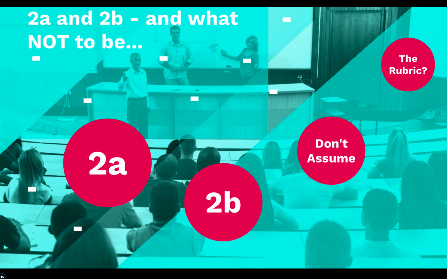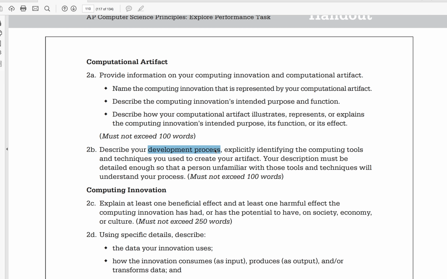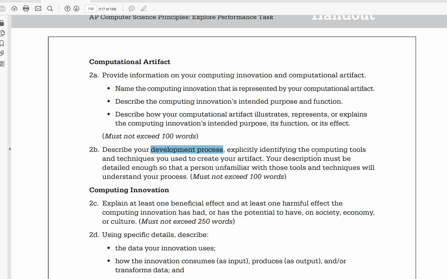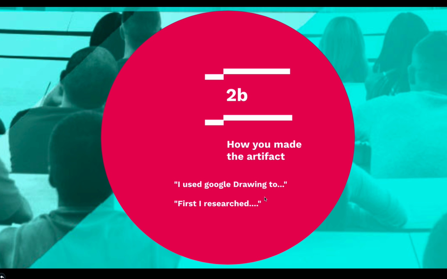Now, once you get to 2B, that talks about all of this, your development process. And you see these words, your development process. Well, what's going to happen? And you have to explicitly identify the computing tools and techniques. What it's saying is, how did you make it? I used Google Drawing. First, I researched blah, blah, blah. Take us through what you did to create your artifact so that we can see exactly how that's done.